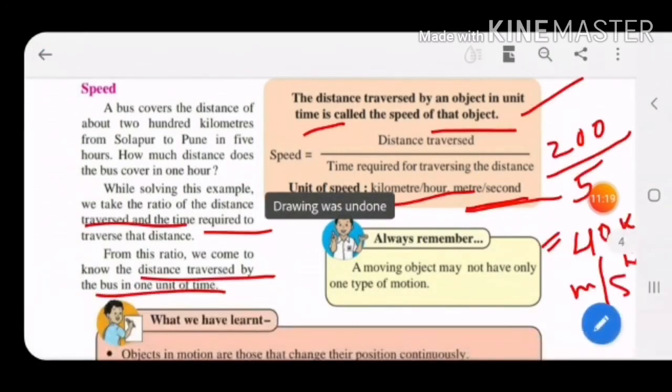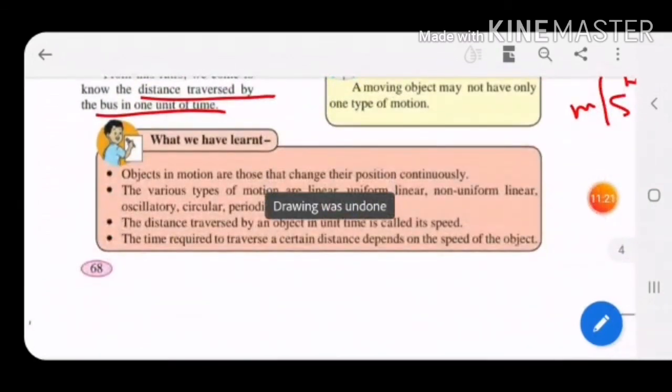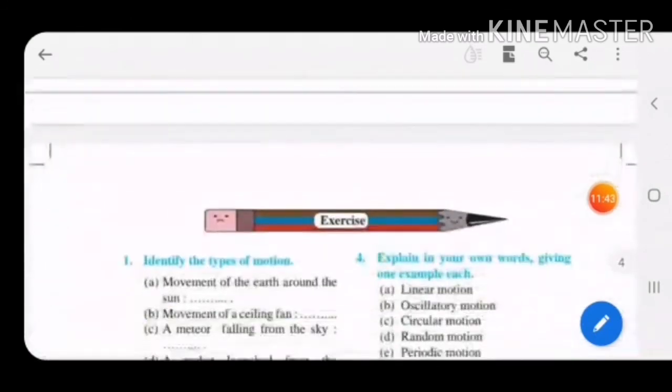So we have ended our chapter here. What we have learnt is the various types of motions. We have seen linear, uniform linear, non-uniform linear. Then under non-linear also we have seen 4 types of motion: oscillatory, circular, periodic and random motion, with their examples and definitions. And lastly we have seen speed. What is speed? Speed is nothing but the distance covered by an object in unit time. So here we have ended the chapter.